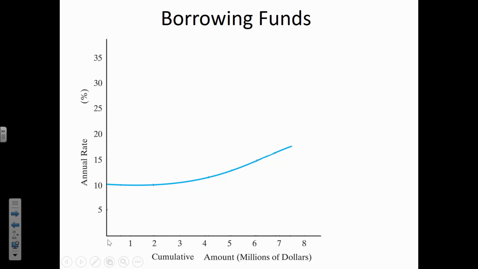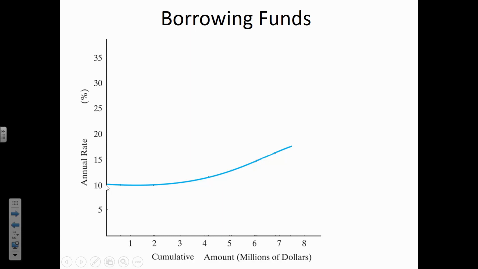If we consider the axes, first of all, the horizontal axis is the cumulative amount. This means it's the cumulative amount that's borrowed. So for a certain person or company, and since this is millions of dollars, let's assume it's a company. A company is borrowing money in order to do something new, like maybe they need to borrow money to buy equipment for a new project. And the annual rate is the interest rate that the lender is going to charge whoever's borrowing the money.